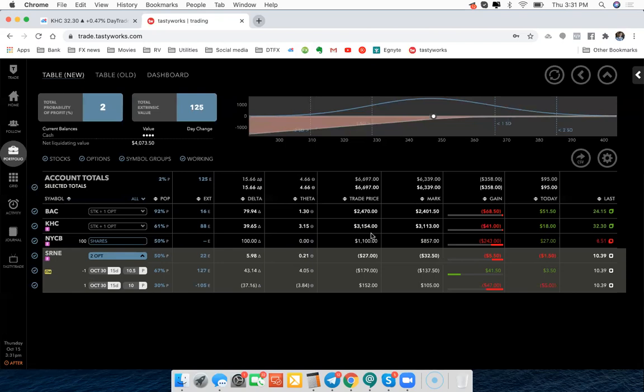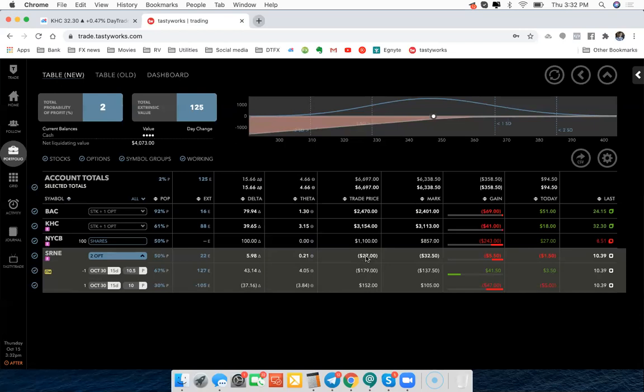That's what we were going to make on KHC, but now we're going to make 8.5 times more than that. If we look at SRNE, that little -1 means I sold the 10.50 put, and the regular one means I bought the $10 put. I sold the 10.50, I bought the $10. My intention is that the stock can stay above 10.50 at expiration. If it does, I'm going to lose $152 here. That option's going to zero out, but I'm making $179 here, which is where I get my 27 from. So this number under trade price that says 27 bucks is the result of getting paid 179 and paying out 152.